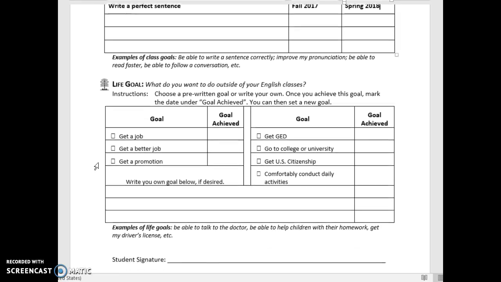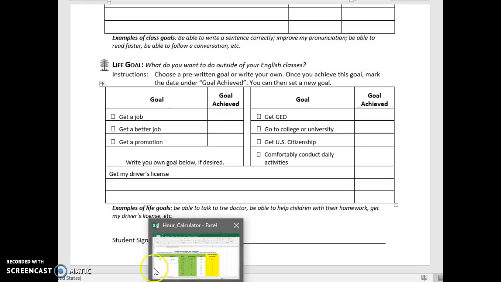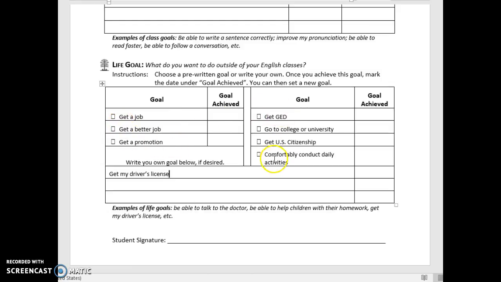Moving on, we have the life goals. Now there's 2 options here with the life goals. First of all, the student can choose one of the pre-selected or pre-written goals, and they can just mark the checkbox of whatever it is they want to do. Or they can write a specific goal that they have. For example, if a student wants to get their driver's license, they could write, "Get my driver's license." And that would be a specific goal. However, if they prefer to choose one of these other options, then that is absolutely acceptable.